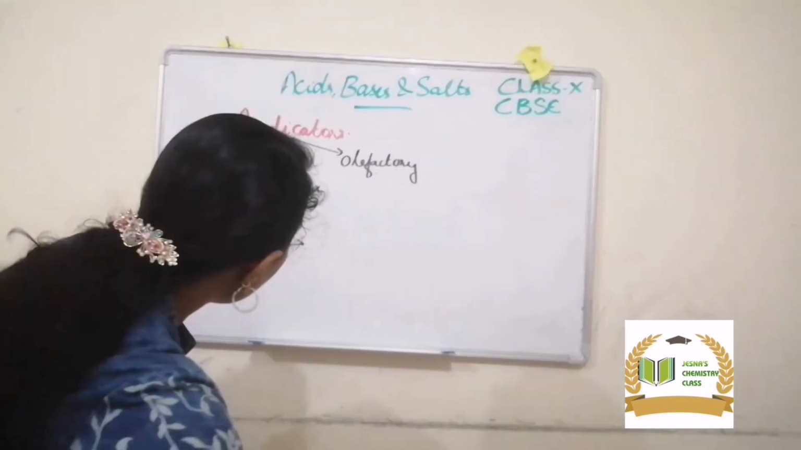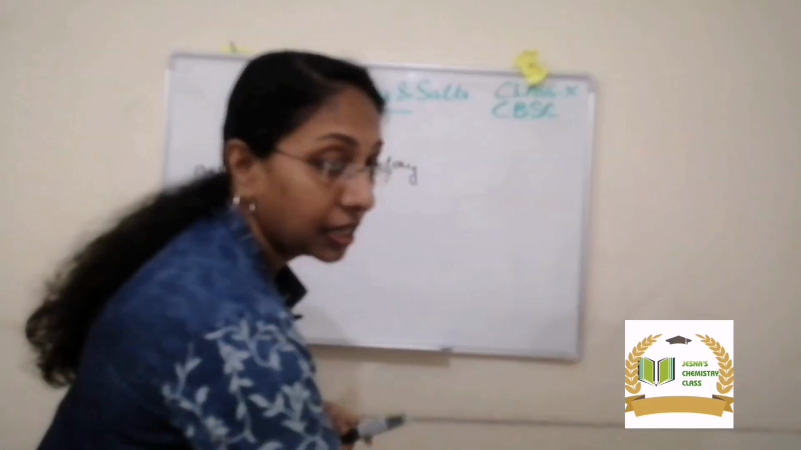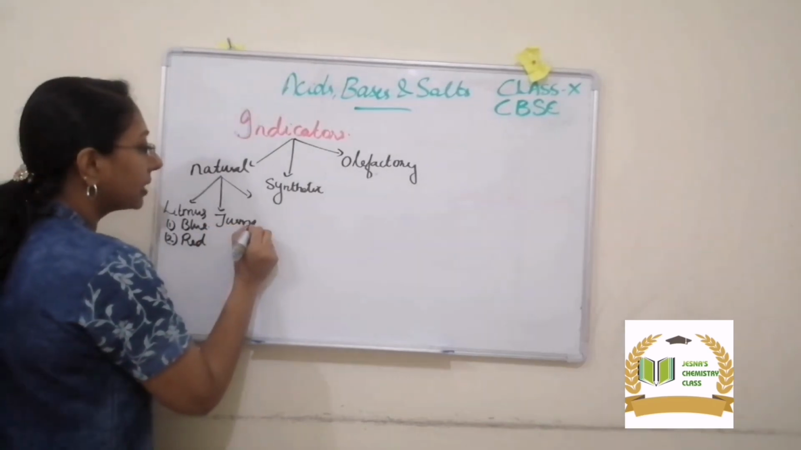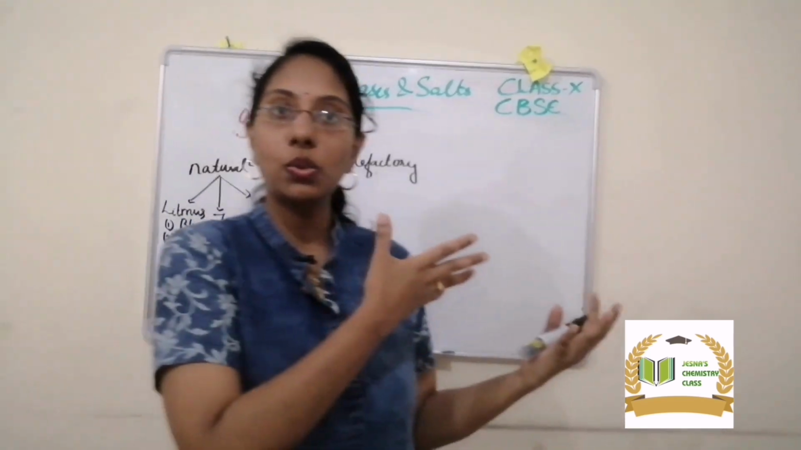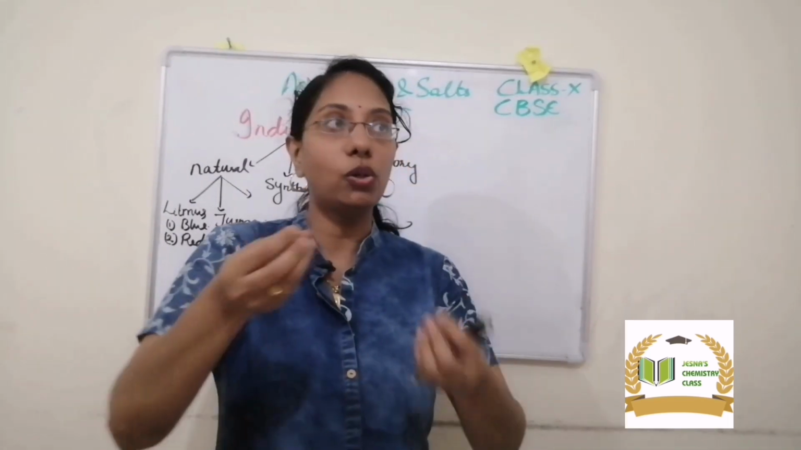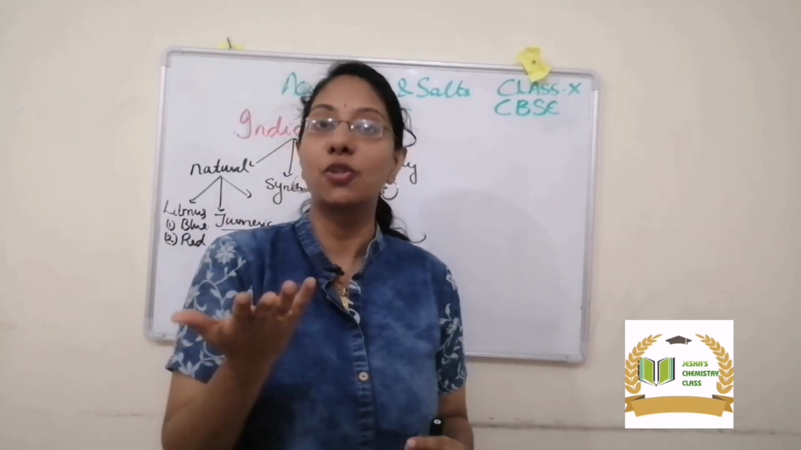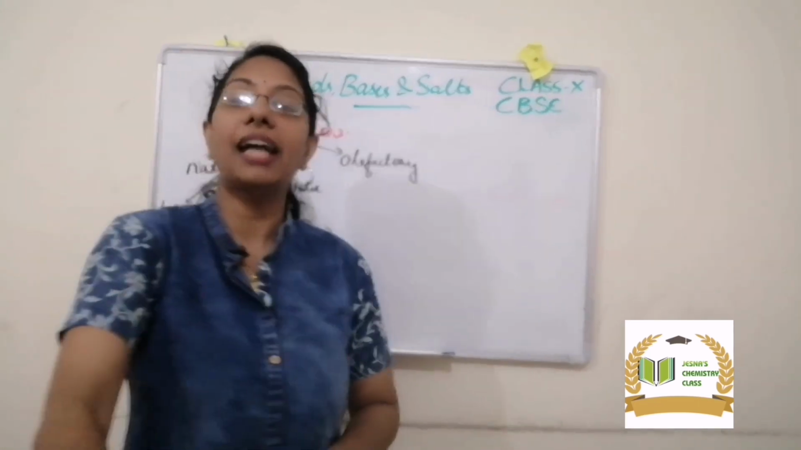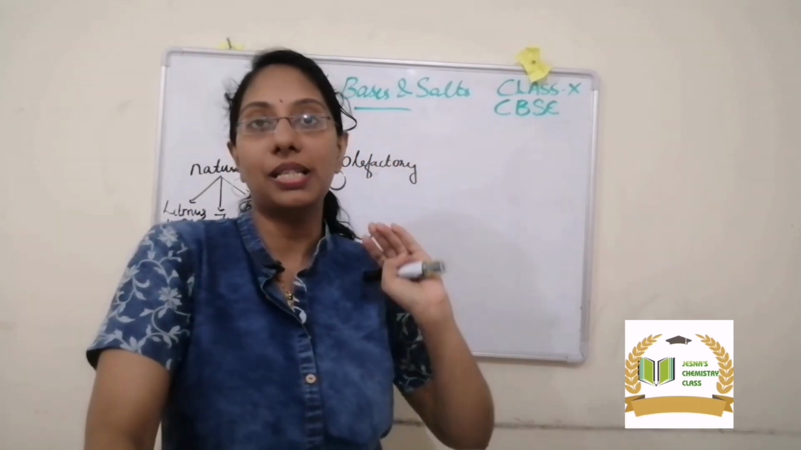Next natural indicator is turmeric. Have you ever felt that turmeric is an indicator? We know turmeric, which we use in our kitchen; we usually put it in the curries. If you have not seen it, go to the kitchen and ask your parents to show you the turmeric. Turmeric is a natural indicator. We can easily do an experiment at home itself.